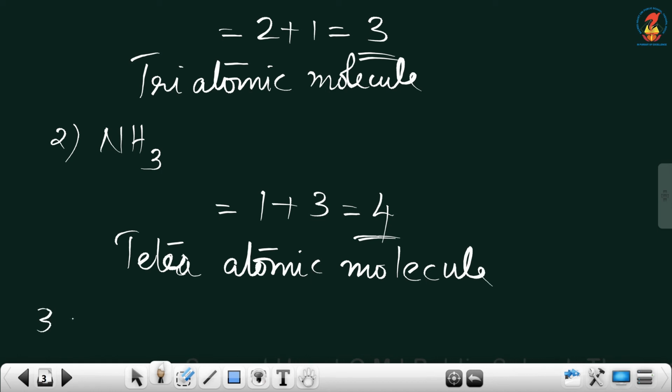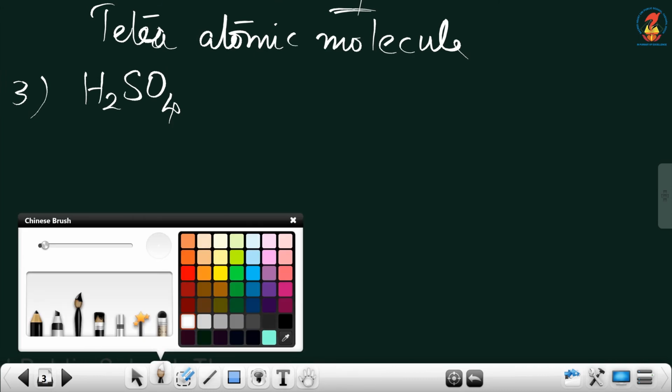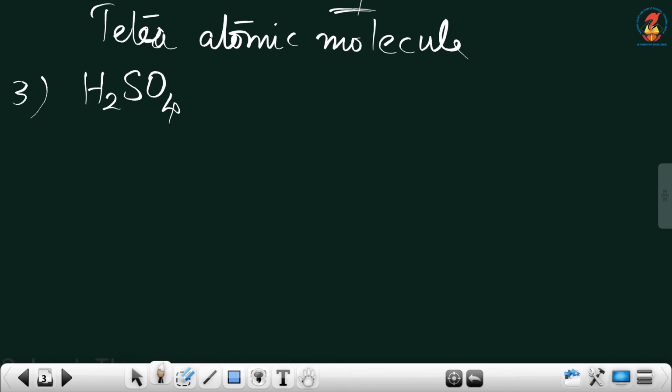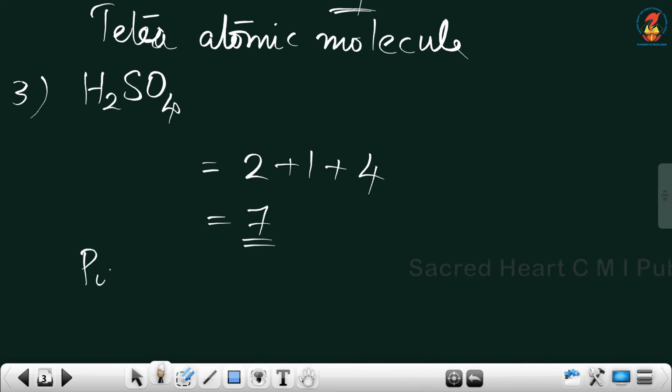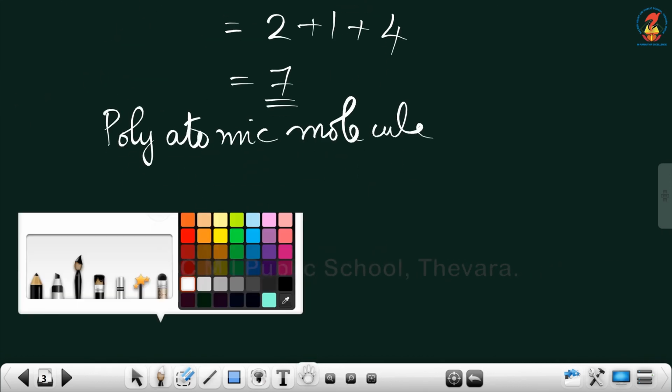Okay, then we can see another example, sulfuric acid. Sulfuric acid formula is H2SO4. If you know the formula, we can easily calculate the atomicity. H is 2, S is 1, then O is 4. So what is the atomicity? 7. 7 is the atomicity. So we can say it is a polyatomic molecule.